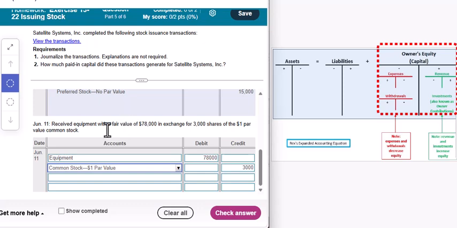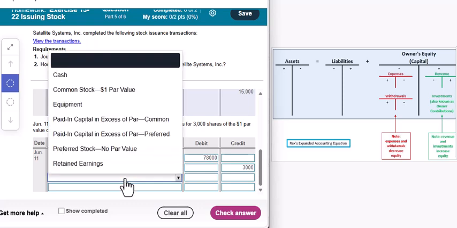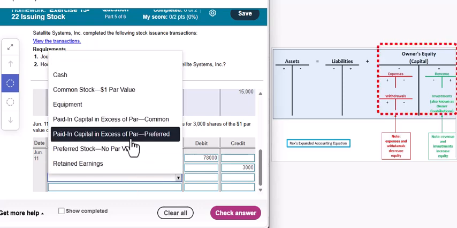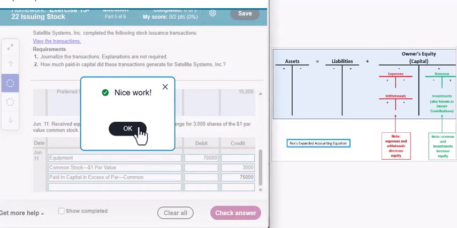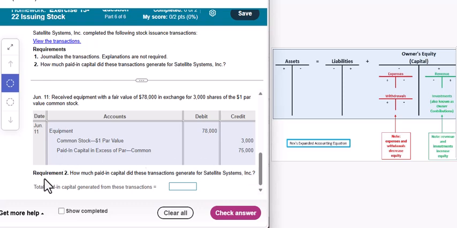And then we have one more account here because this transaction does not balance. We have paid in capital in excess of par common. We can see that here because it is common stock, and we are paying in excess to get it. So let's balance the transaction. 75,000 as a credit here on the right. Let's check our answer. Nice work. Okay. And then requirement 2, how much paid in capital did these transactions generate for Satellite Systems, Inc.?